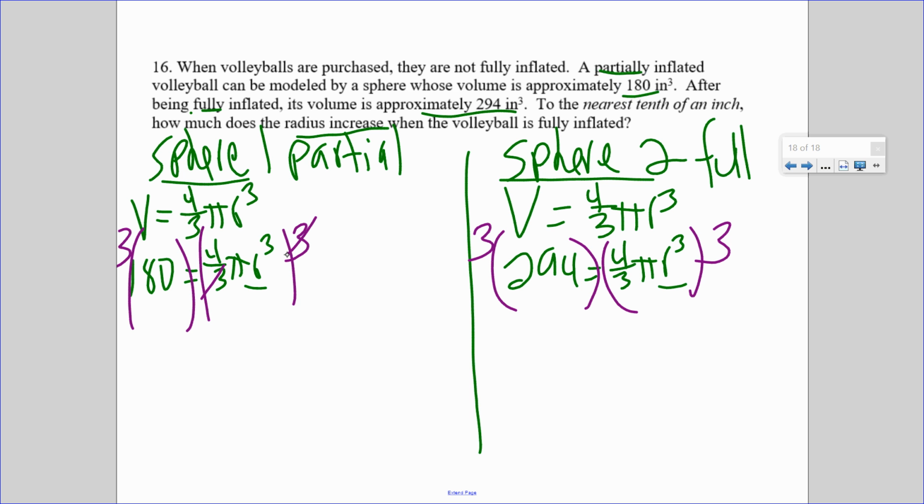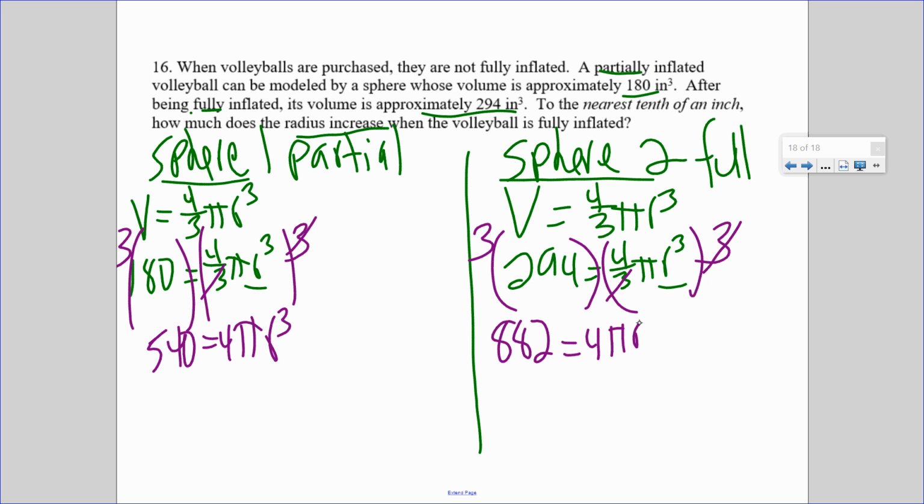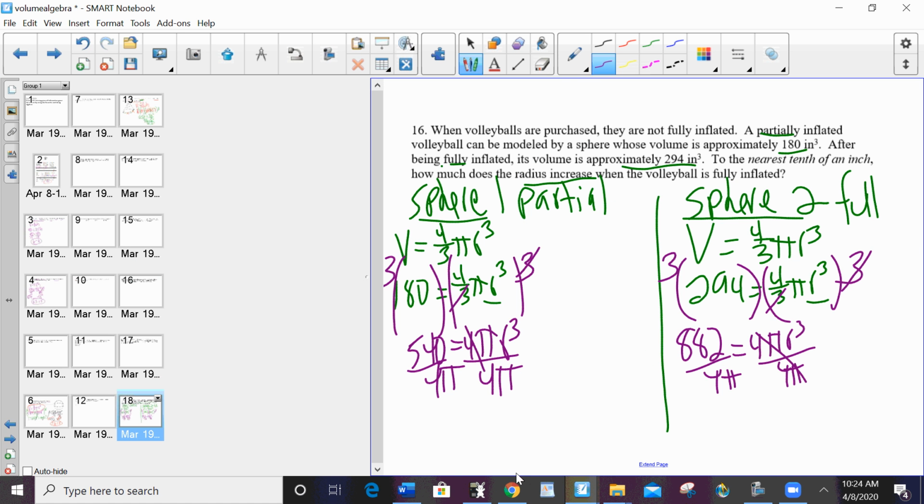Multiply by the least common denominator. 540 equals 4 pi r cubed. 3 times 294, I'm going to use my calculator for that, because I don't know what that is. 882 equals 4 pi r cubed. Divide by 4 pi. I'm going to use my calculator, and I'm going to show you what I'm typing in at this point. So 540 over 4 pi.